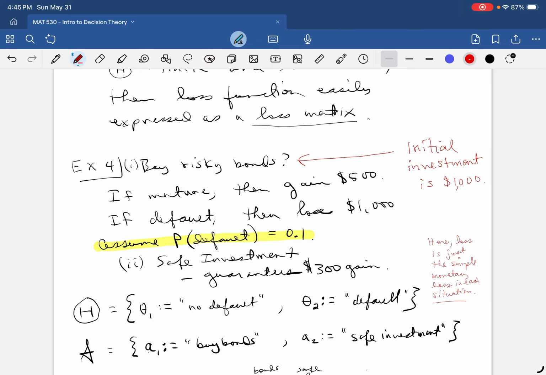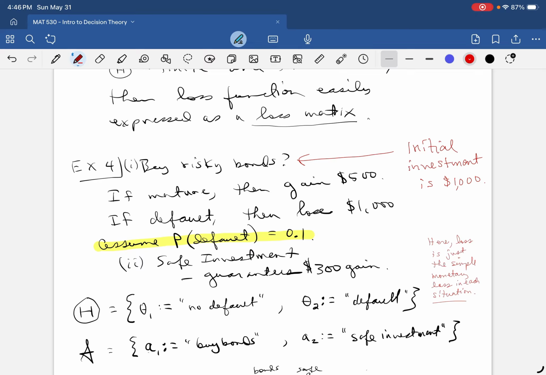If, however, the bonds default, the investor has lost $1,000. Now we need some information about these risky bonds. We sort of need some prior information, if you will. And so let's assume that these bonds will default with probability 0.1. So in other words, there's a 10% chance that the bonds will default and a 90% chance that they will mature and the person will get back their initial investment plus the extra 500.